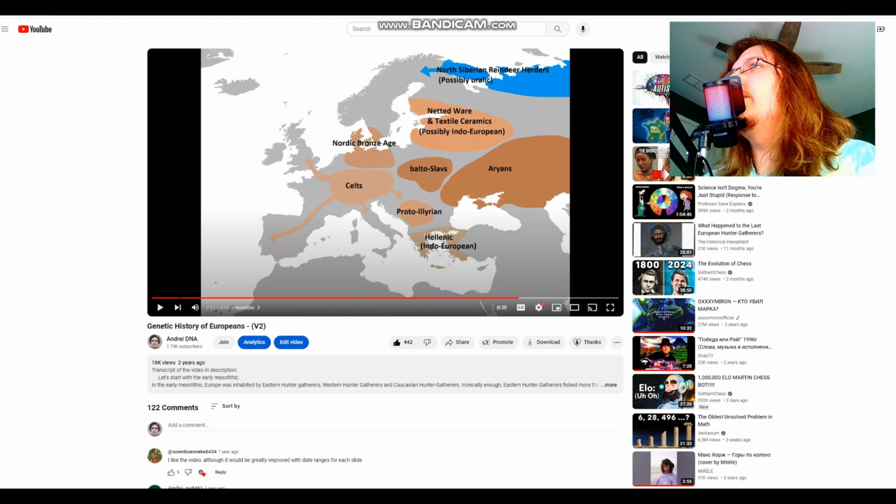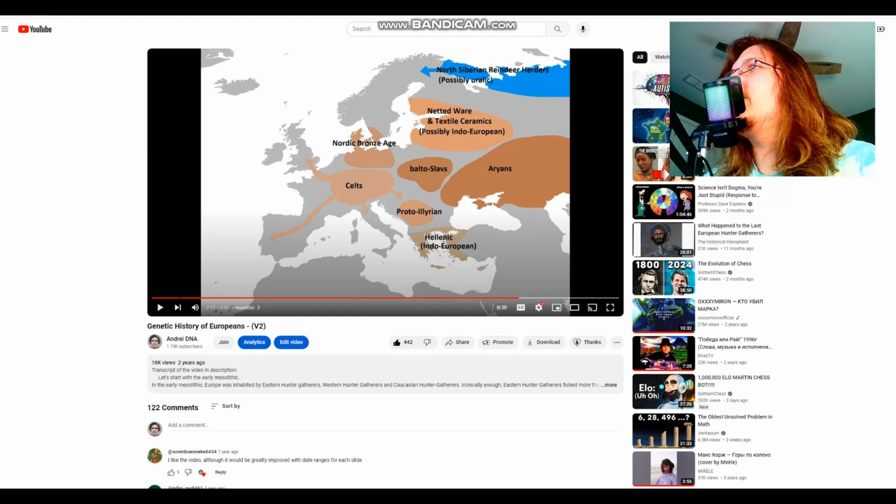Let's see this map. What do I think about this map? Let's look at it. So the problem is that I do not mention the time period of when this is supposed to be. So let's just assume by looking at this that this is some kind of a late Middle Bronze Age map, right? Late Middle Bronze Age map.